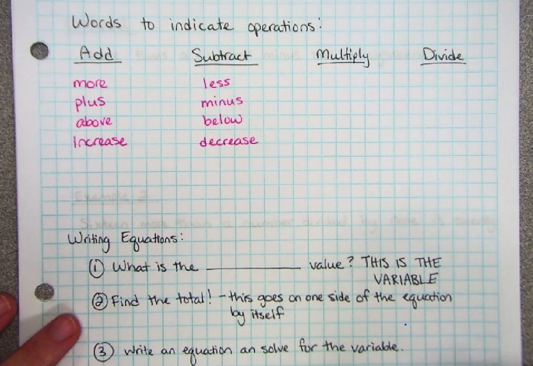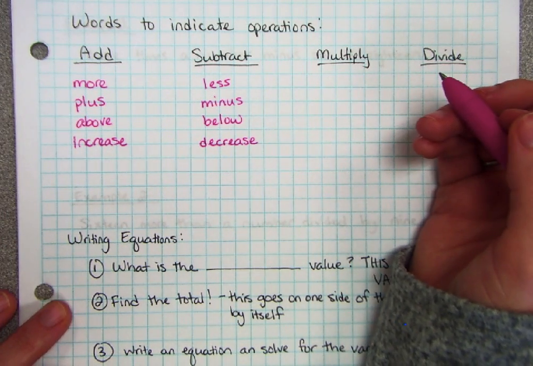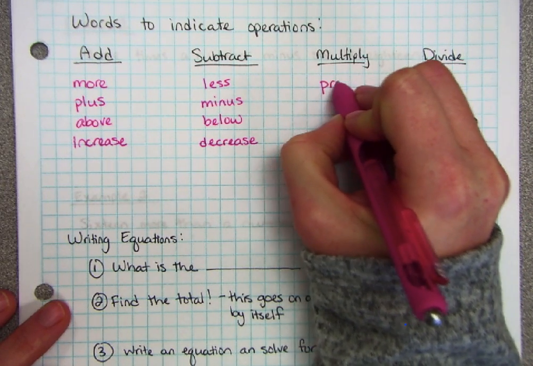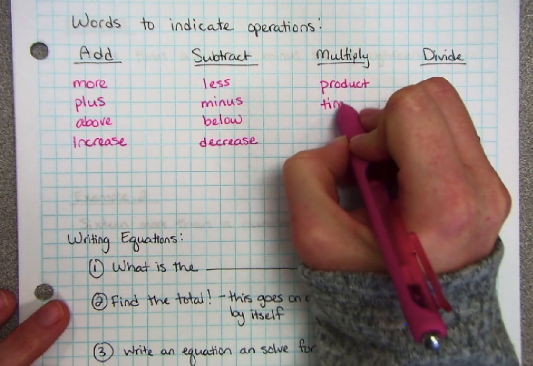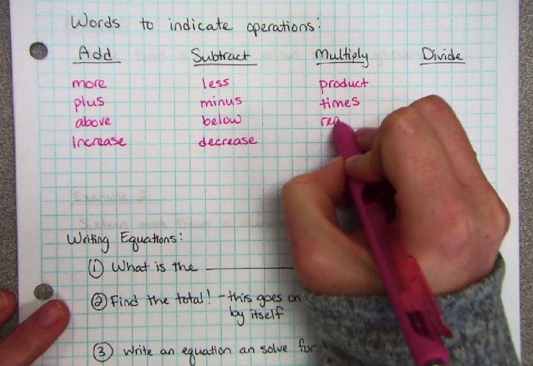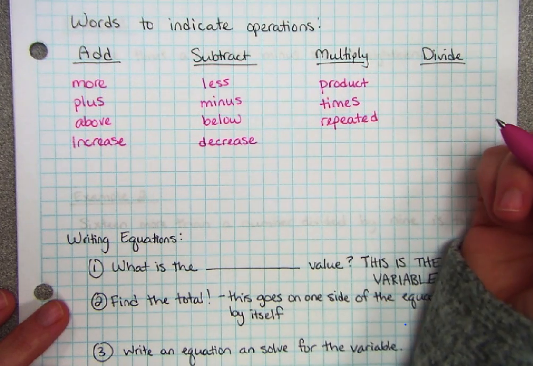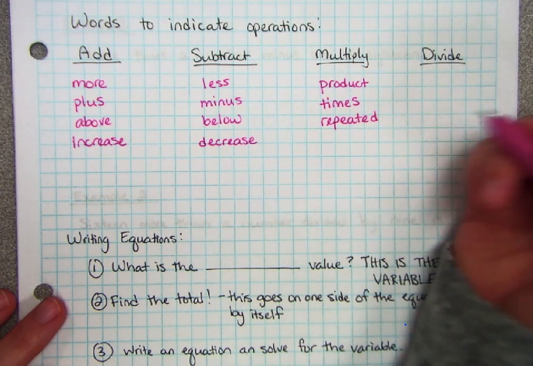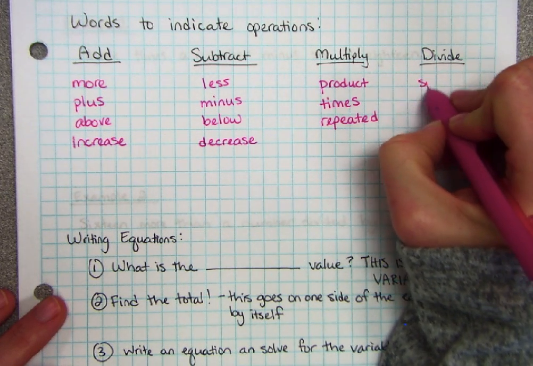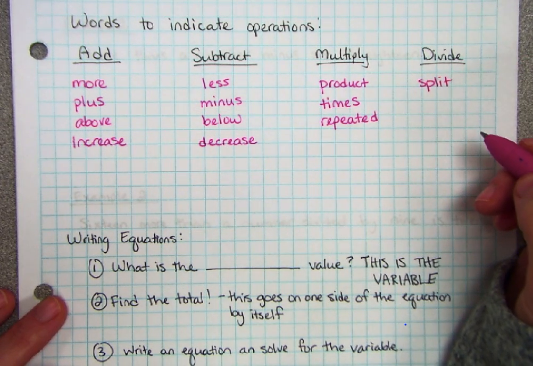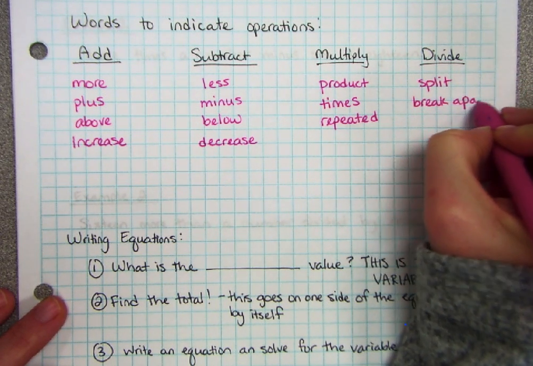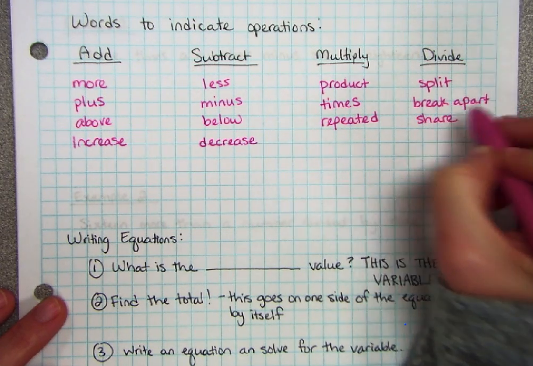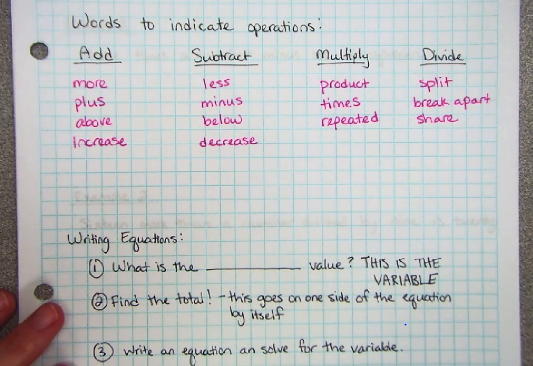And then words for multiplying. So multiplying, remember, product is a multiplication word. Times is a multiplication word. Repeating things, remember multiplication is the same as repeated addition. And then conversely for divide, if I want to split something up, if I want to break something apart, I'm going to divide. Or if I want to share something with my friends equally, I'm going to divide. And those are just a few examples for you to write down.